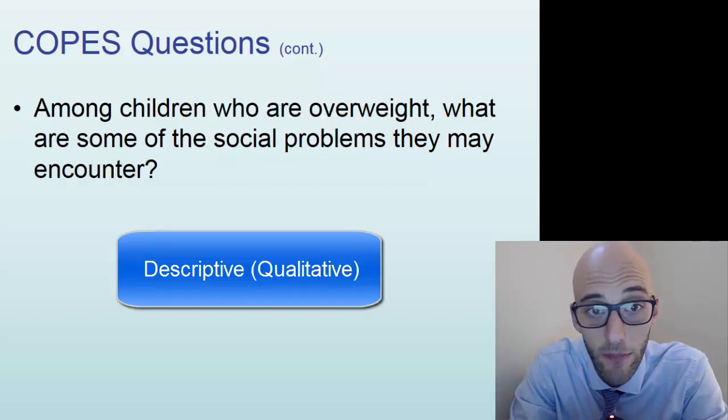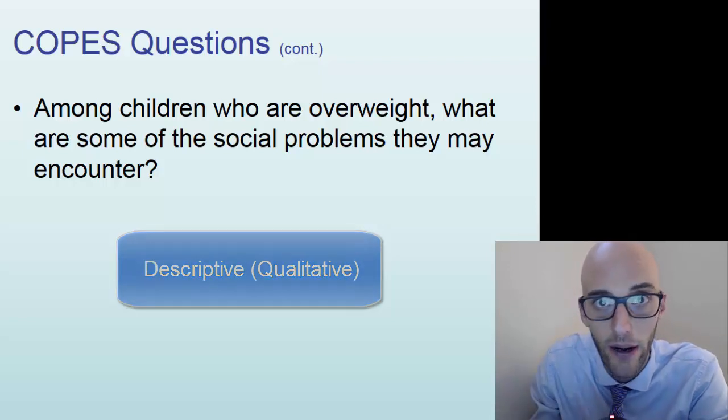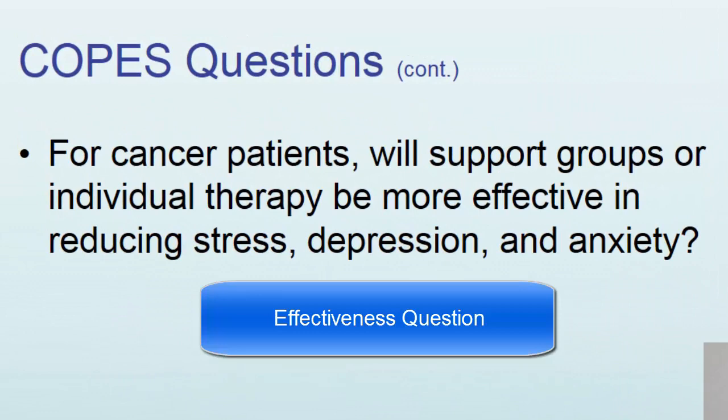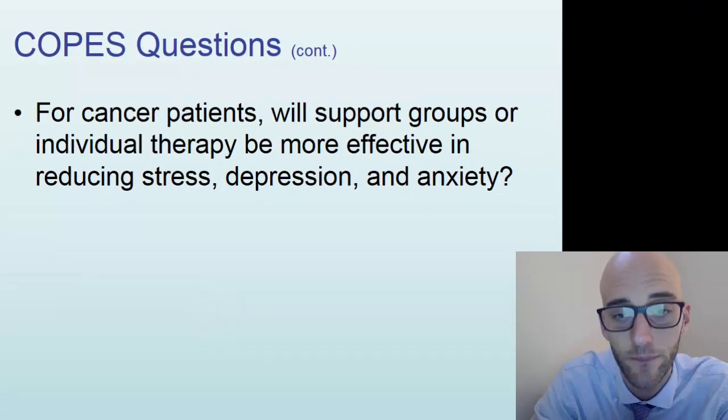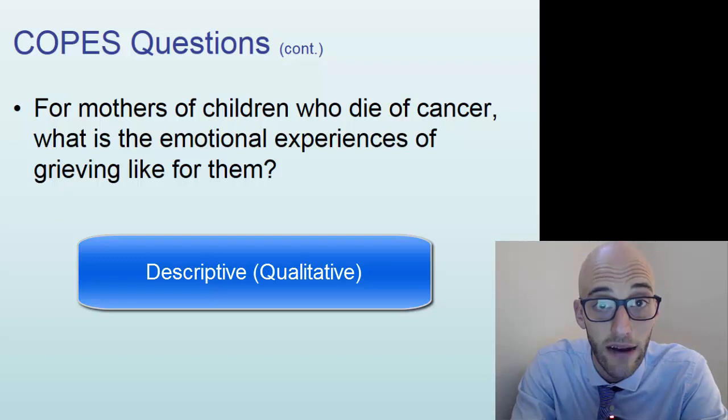Another example might be among children who are overweight, what are some of the social problems that they may encounter? So again, children who are overweight being the sample here, and what are some of the social problems that they might encounter? A couple more. For cancer patients, that would be the population of interest. Will a support group or individual therapy be more effective for reducing stress, depression, and anxiety? And one last COPES question for mothers of children who die of cancer. What is the emotional experience of grieving like for them?